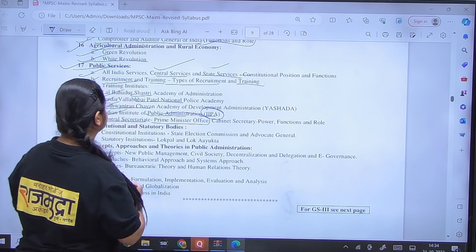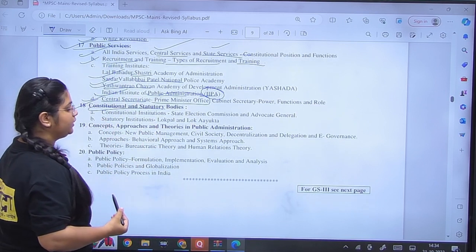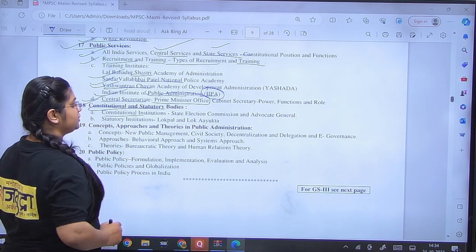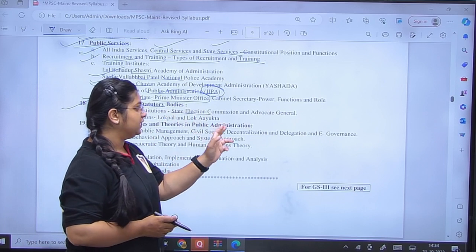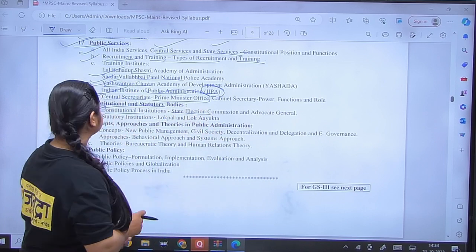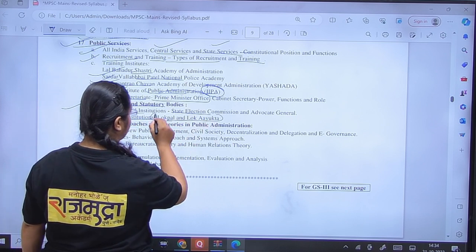Okay. Next point in our syllabus is constitutional and statutory bodies. Okay, constitutional institutions. In that we have to study State Election Commission and Advocate General. Next, statutory institutions, Lokpal and Lokayukta.